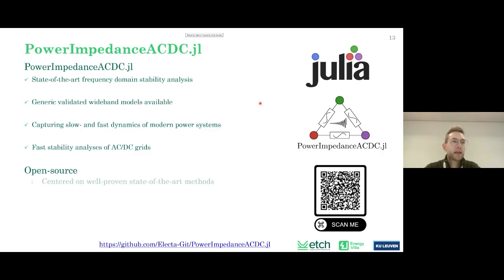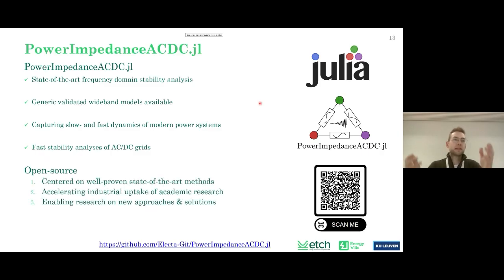As you know, this tool is open source, basically because we are relying on nothing new. All the tools and methods we have implemented in this tool are state-of-the-art methods. With this open source path, we want to accelerate industry uptake of academic research and also enable collaboration with new approaches and solutions. Let me lose some words on Julia.